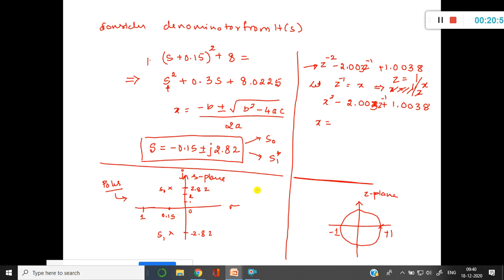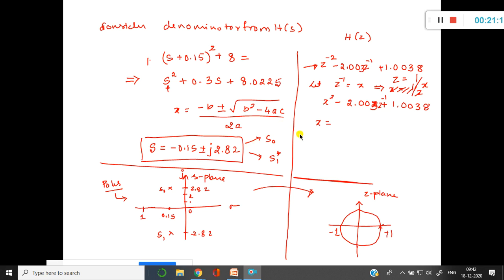Now it is time to map this S plane to the Z plane. Once again I have the h of z equation from the denominator. I took this. Now we are supposed to solve this and get the value of x.